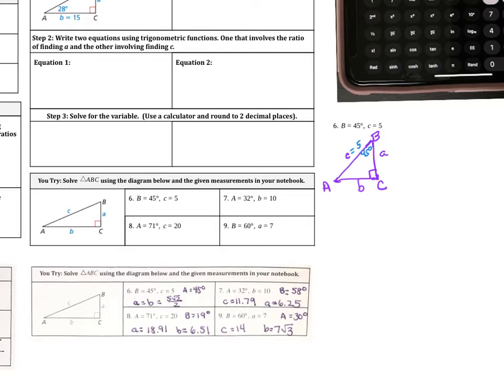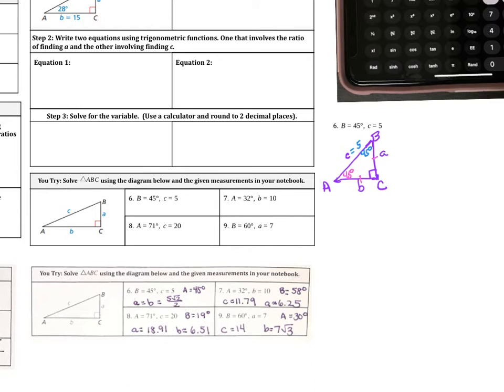Now, if this is 45 degrees here, then you must know that this is also 45 degrees. This is actually a special right triangle here. Now let's go ahead and solve like we did previously. Now we know A equals B, right? Because this is a 45 degree triangle. It's isosceles. And so let's solve for this.